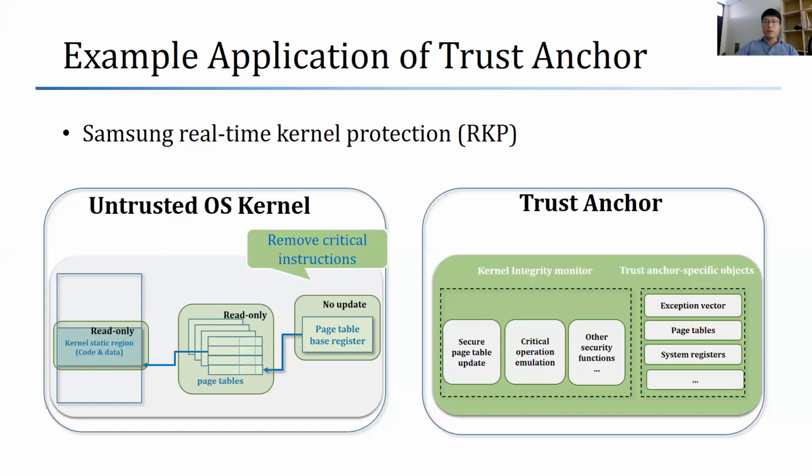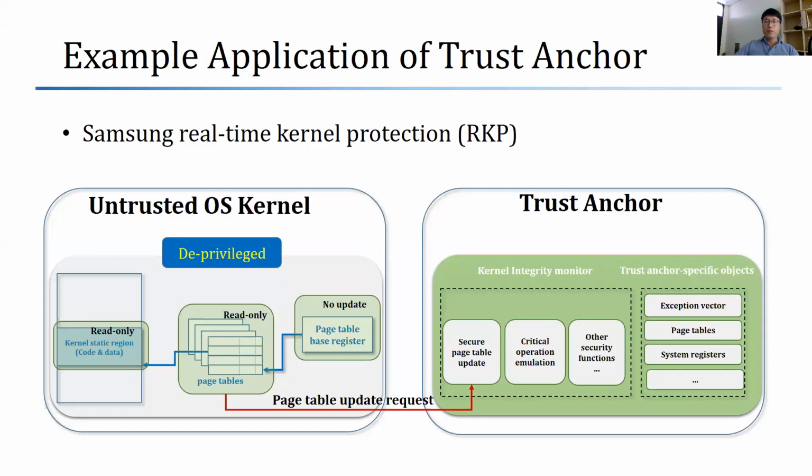To prevent this attack, all the security-critical instructions that update the page table base registers are replaced with special instructions that switch the processor mode to the trust anchor mode. By doing so, the OS kernel is deprivileged, so it cannot update the page table as well as the base register. Then, the remaining functionality of the OS kernel is securely supported by the kernel integrity monitor running in the trust anchor.